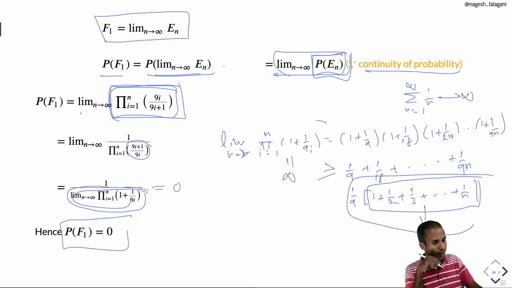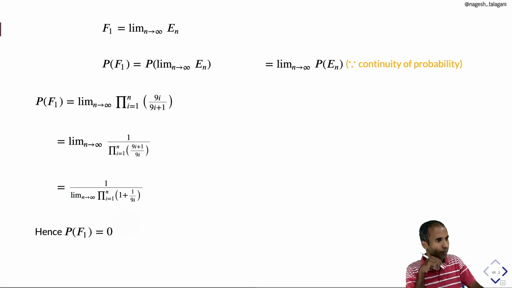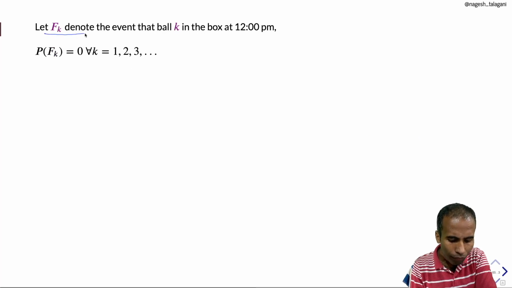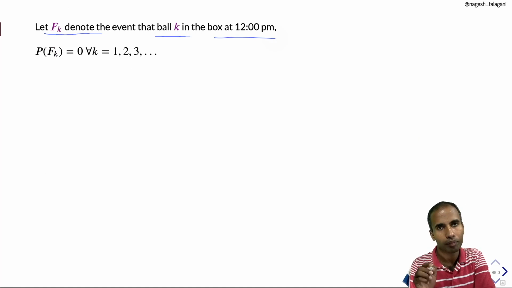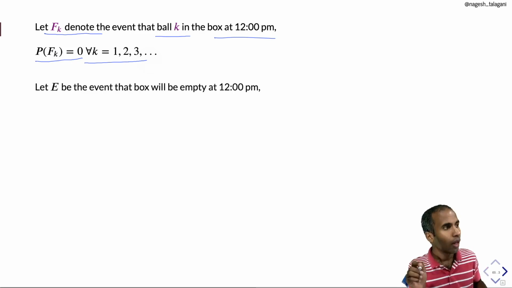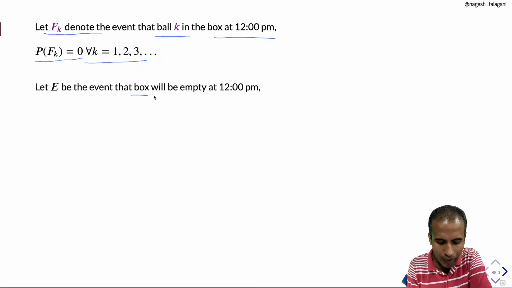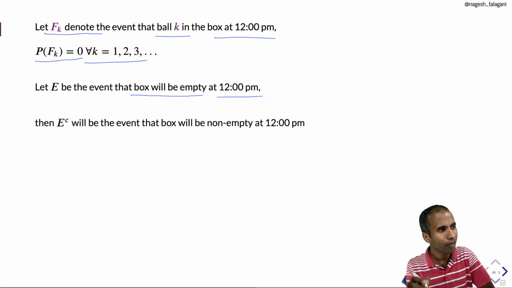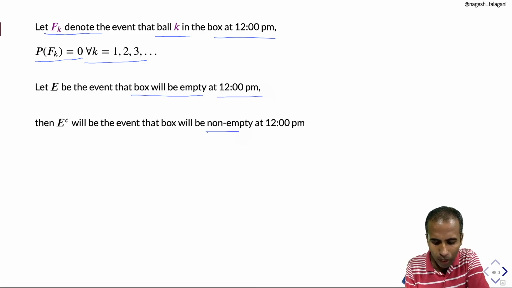Fine. Okay, next. Let Fk denote the event that the ball with label k is in the box at 12 p.m. With similar reasoning, one can show that the probability of Fk is 0 for all k equal to 1, 2, 3, just like the way we did for ball 1. Let E be the event that the box will be empty at 12 p.m. Then E complement will be the event that the box will be non-empty at 12 p.m.